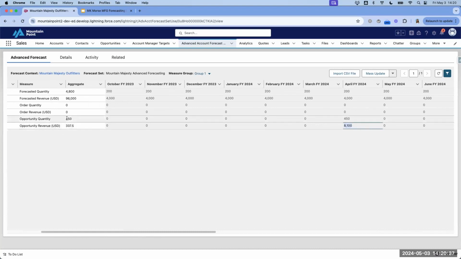And so then we're aggregating that to see where we're at as of right now. We can see our forecasted quantity for the month is 200, so this would exceed it. And the same with the revenue, it's 4,000. We have 8,100. So if this were to close, we would exceed what our forecasted goal was for April.